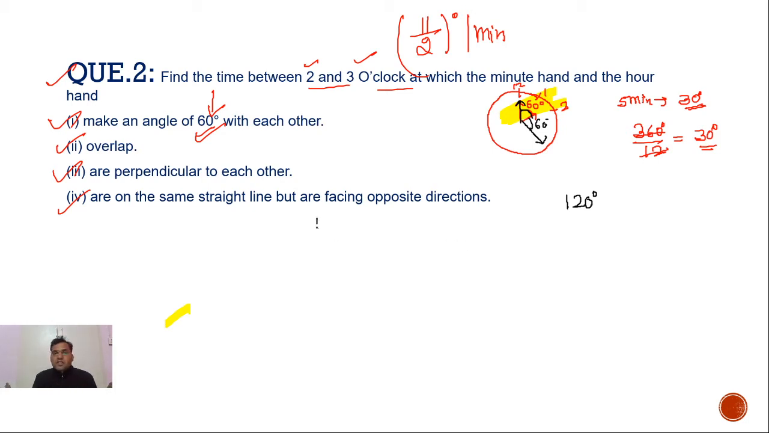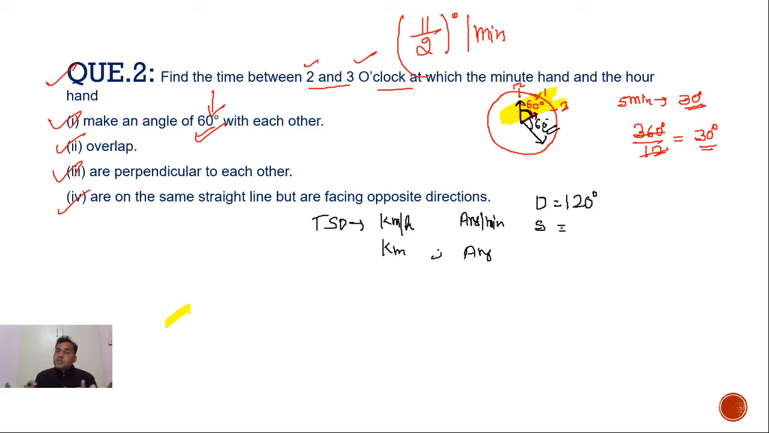When we are solving questions of time, speed and distance, we talk about speed as kilometer per hour and distance is measured as kilometer or meter. Here the distance is measured in terms of angle and speed is measured in terms of angle per minute, right? So to make an angle of 60 degree, the minute hand needs to travel first 60 degree to overtake and then make another 60 degree to have an angle of 60 degree. Now that means in total the minute hand will be traveling a distance of 120 degree.